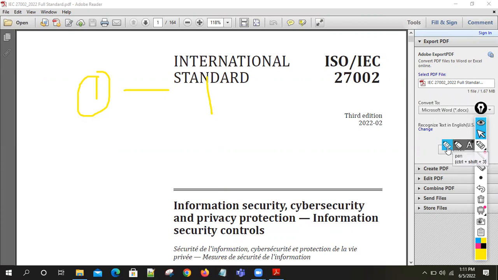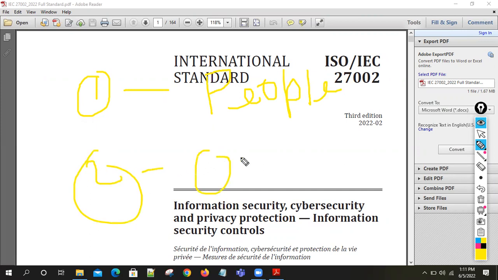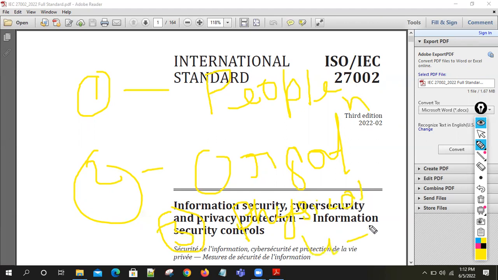There are four types of control that we have seen. One is people related control. Another is organizational level control. Third one is physical security related control. And the fourth one is IT related control.